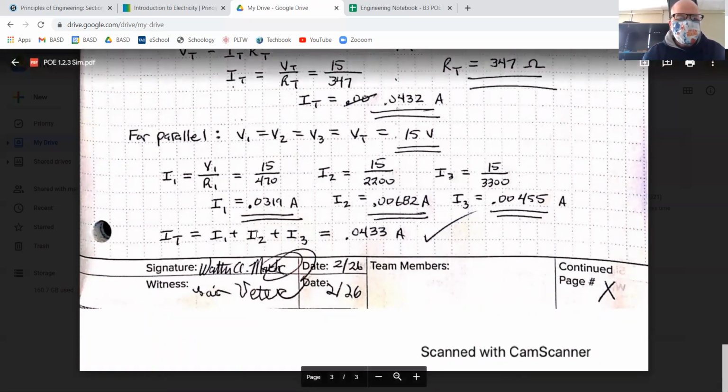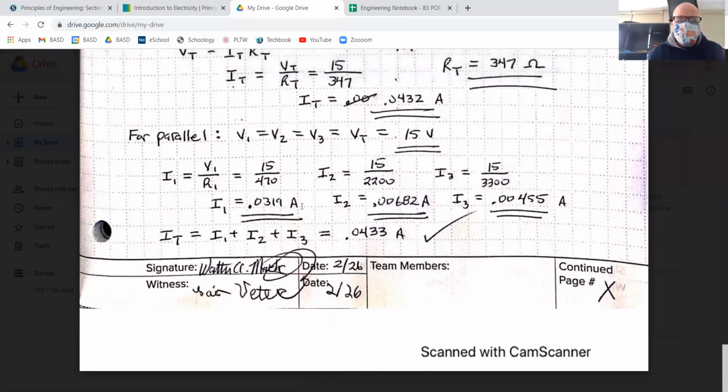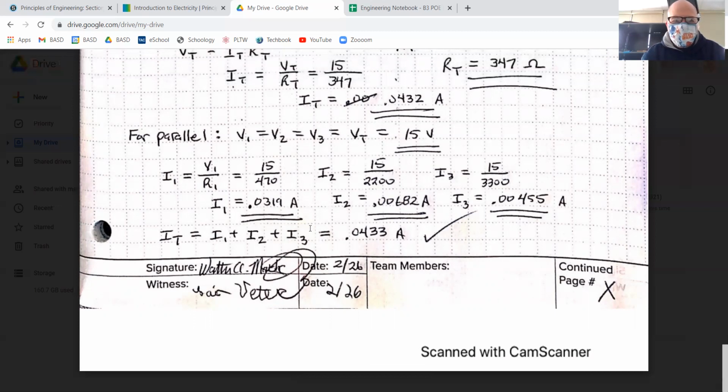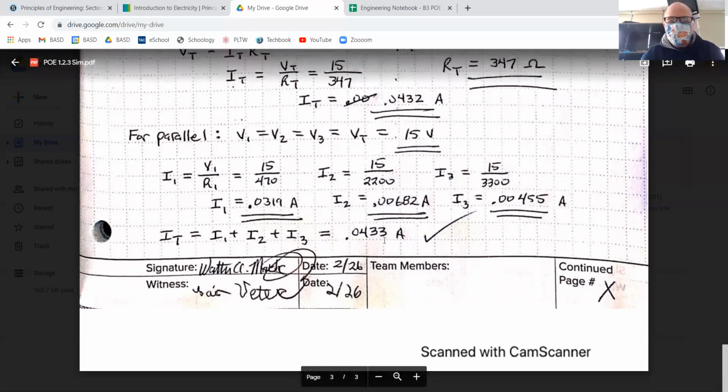The total current is going to be equal to the sum of each individual current, I sub 1, I sub 2, I sub 3, at each individual resistor. And we found that I sub 1, I sub 2, I sub 3. Well, if you know those three, and you plug them in, and you add them together, 0.0319, 0.006682, 0.00455, add them together, you get 0.0433.